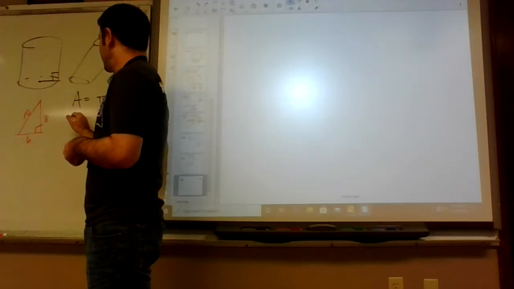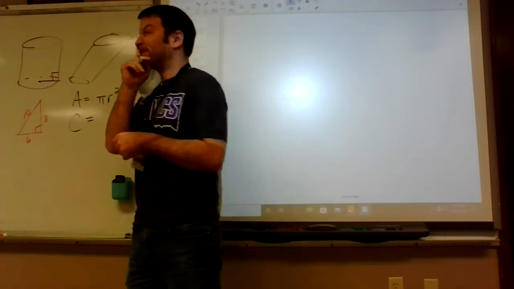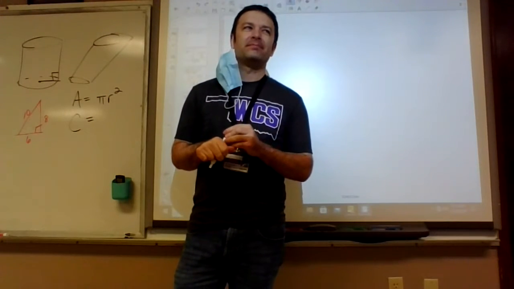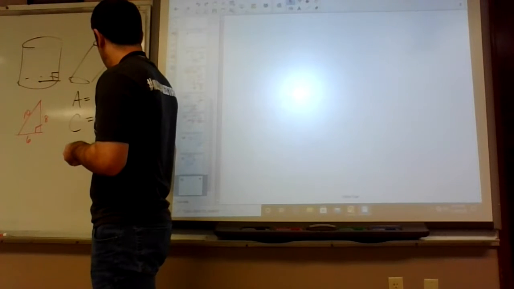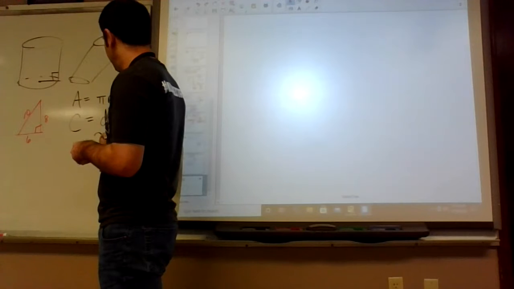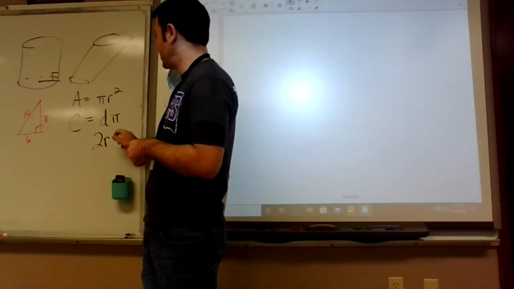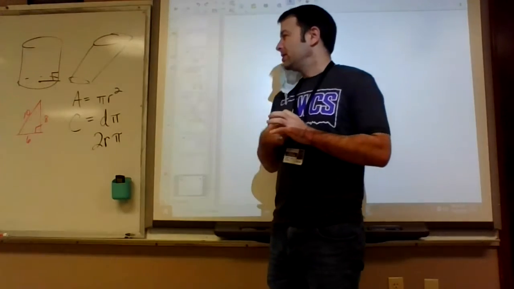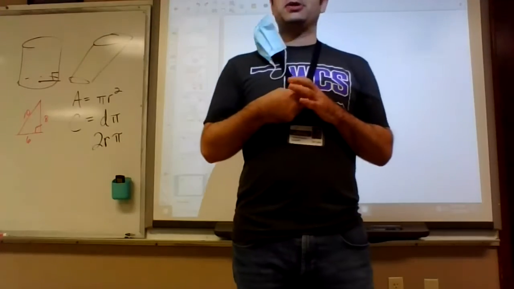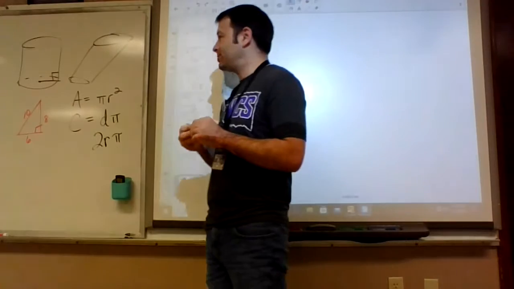How about the circumference of a circle? Diameter times pi, or the diameter is the same thing as 2 times the radius, since it's just 2 radii put together. So that's what we did on Monday a couple weeks ago. Today we're finding surface area.